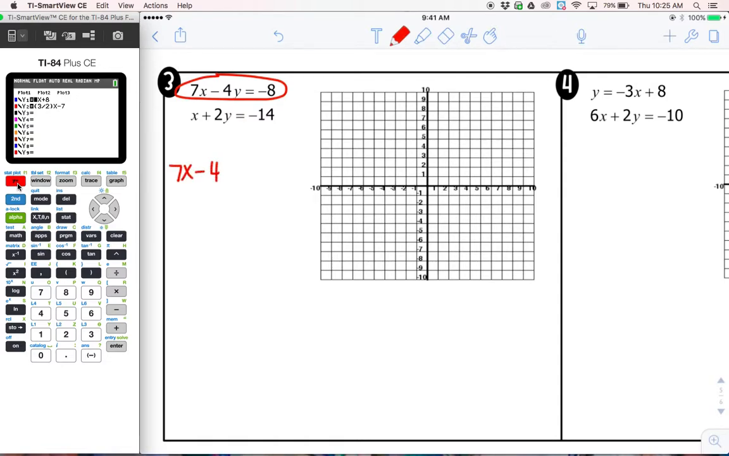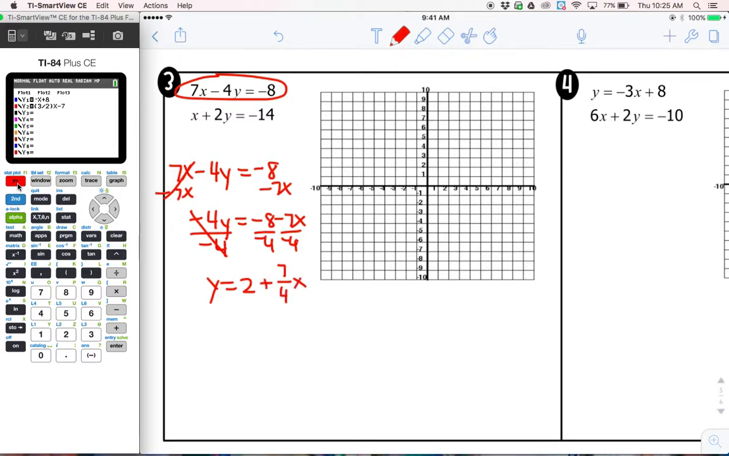Especially because the intercepts on this one wouldn't be very good. All right, so I'm going to do 7x. I got negative 4y equals negative 8 minus 7x. Let's get rid of the negative 4 using division. And now I've got y equals positive 2, and then negative 7 divided by a negative 4 will give me a decimal that I don't like. I'm going to leave it as 7/4 x. Now it is positive. There's my line.